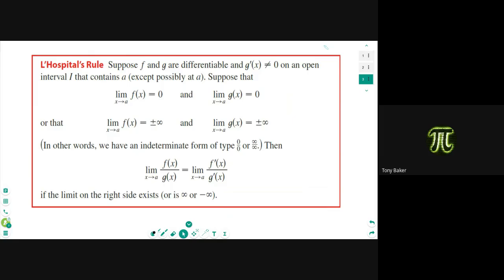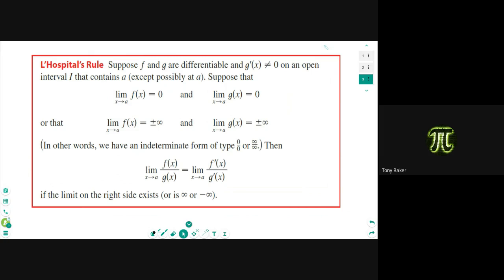So what this says is if the limit of f of x and g of x goes to 0, or they go to infinity, so on the top and the bottom, they either go to 0 over 0 or infinity over infinity, then we can take the derivative of the top and the bottom and find the limit. And it will give me the exact same answer. It'll give me the same limit of the original function.